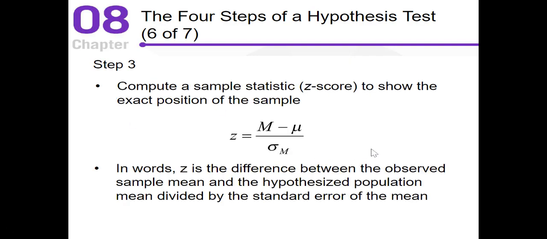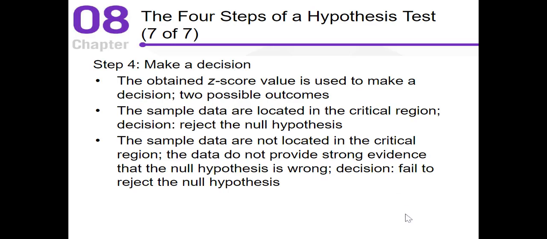And also during step 3, that's when you compute a sample statistic like a z-score to know the exact position of the sample. So z is the difference between the observed sample mean and the hypothesized population mean. That's then divided by the standard error of the mean. And then in step 4, you're going to make a decision. And that's when the obtained z-score value is used to make a decision of 2 possible outcomes.